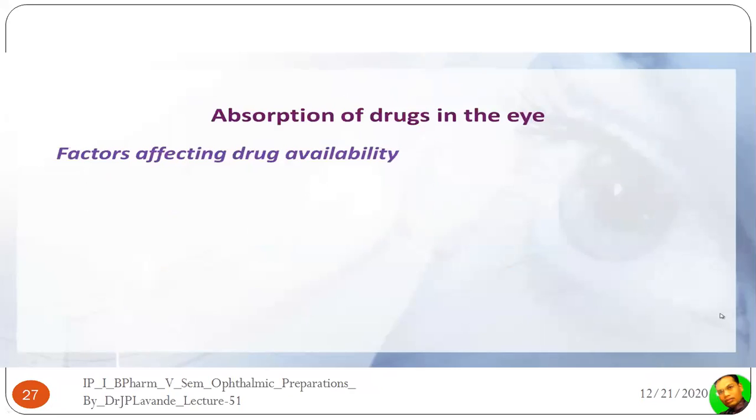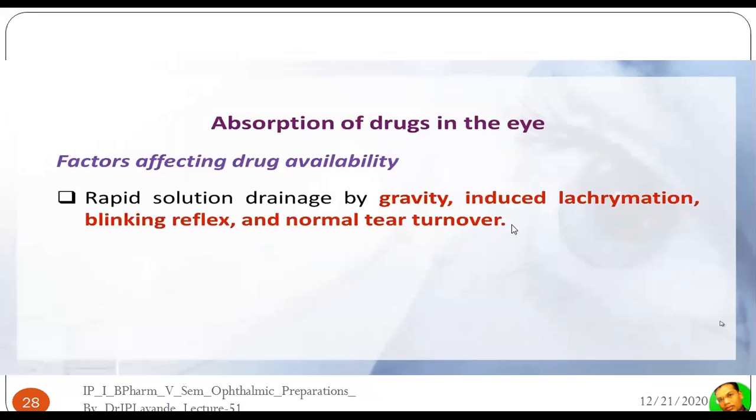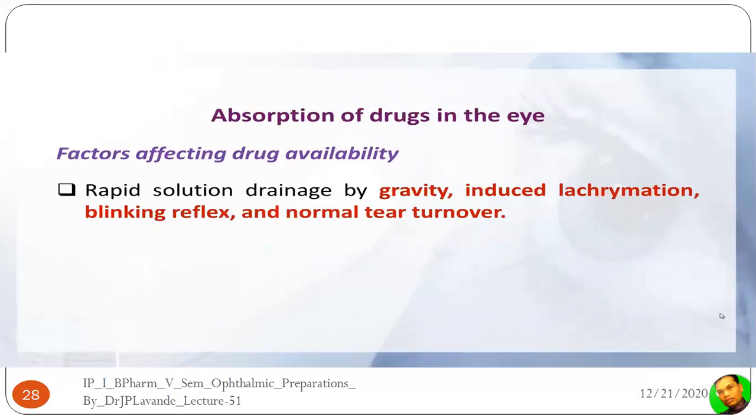Now, in order to absorb the drug into the eye, there are various factors which will affect the availability of the drug. The very first factor is the rapid solution drainage by gravity, which is induced by the lacrimation due to the blinking reflex and the normal tear turnover.